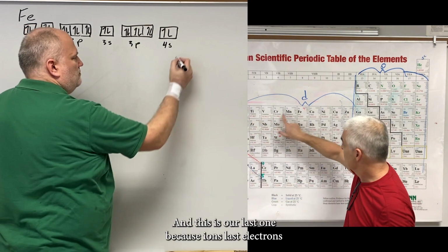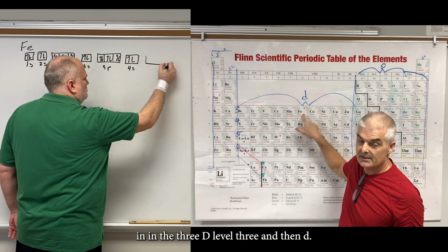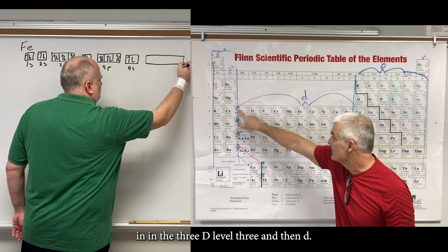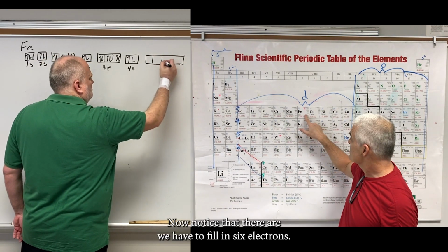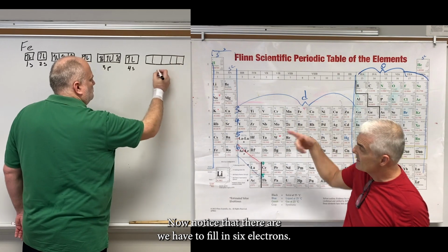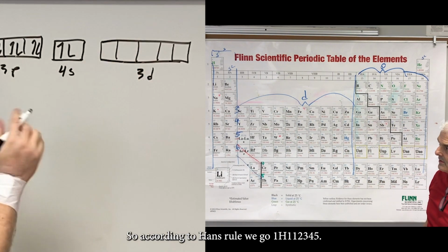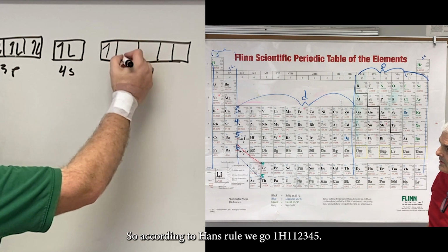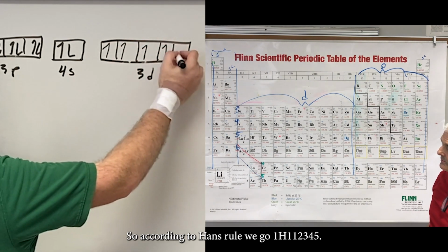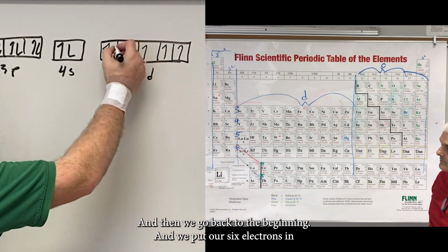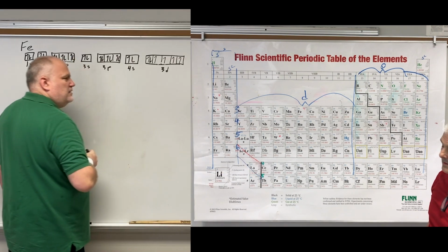And this is our last one, because iron's last electrons are in the 3d level. Now notice that we have to fill in 6 electrons. So watch how these electrons are written. According to Hund's rule, we go 1 in each one: 1, 2, 3, 4, 5. And then we go back to the beginning and we put our 6th electron in. And that's what we end up with.